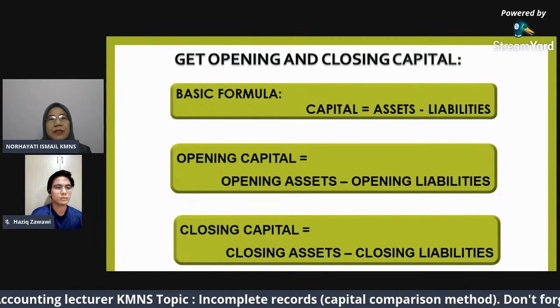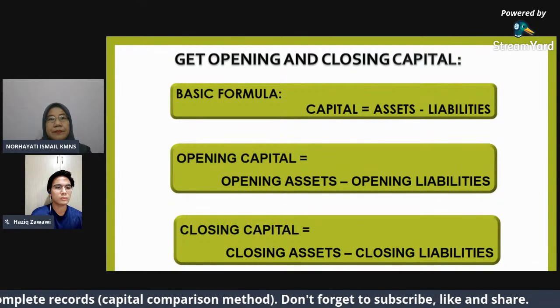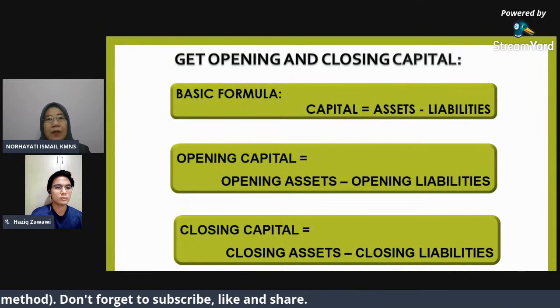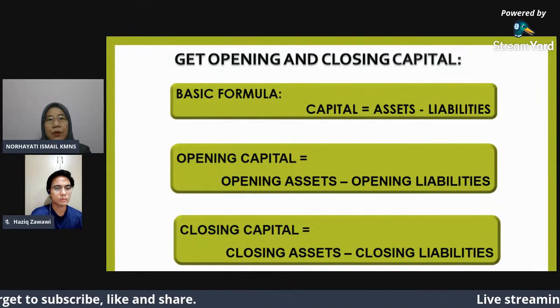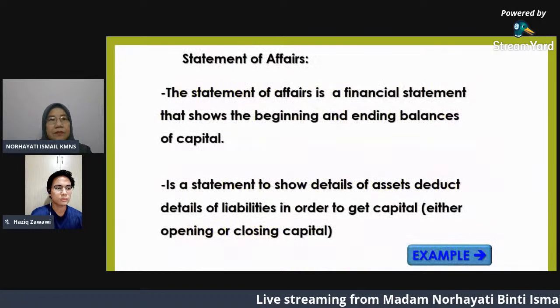How do you get this formula? You just reverse the basic formula. Normally, asset equals liabilities plus owner's equity. Now we must calculate the capital.